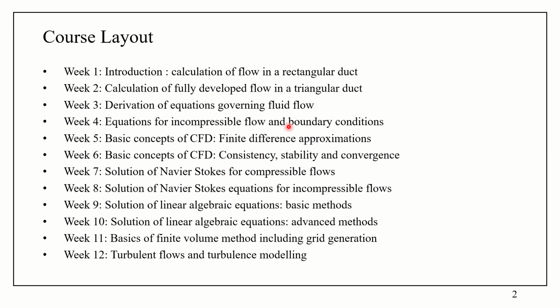Finite difference approximation is a particular way of division, and later consistency, stability and convergence is where you are given the option of choosing the best approach. Not always will you arrive at converging solutions, and not always will you get a stable solution. So your mesh and your boundary conditions should be chosen in such a way that your solutions will be correct. Week 7 is about solutions of Navier-Stokes for compressible flows, and later incompressible flows.